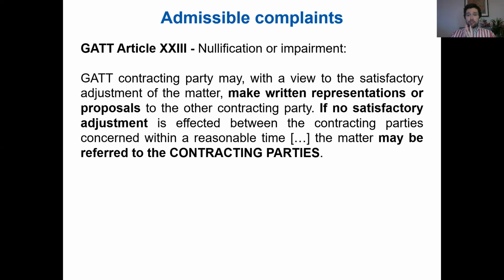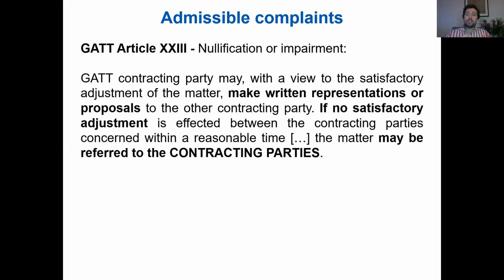And the provision that explains the admissible complaints with respect to the dispute settlement body is here in Article 23 of the GATT. Article 23 of the GATT is called Nullification and Impairment. And it says that the GATT contracting parties can initiate a formal dispute. Here it is worded as make written representations or proposals to the other contracting party. And if they are unable to reach any agreement, then the matter may be referred to the CONTRACTING PARTIES in capital letters.